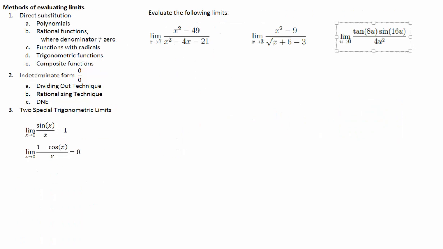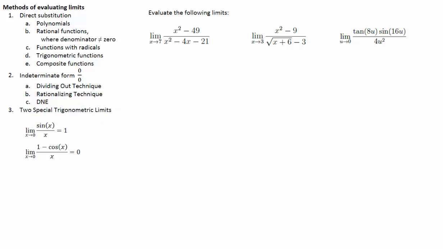Here we have three separate limits in which direct substitution does not work. Now I'll talk about how we deal with a scenario where we get indeterminate form 0 over 0 if we were to substitute. We have a dividing out technique, rationalizing technique, sometimes the limit does not exist, and we have special trigonometric limits we're going to memorize and learn to apply.